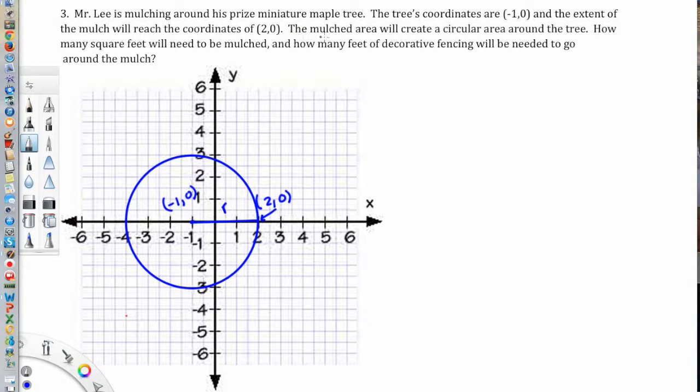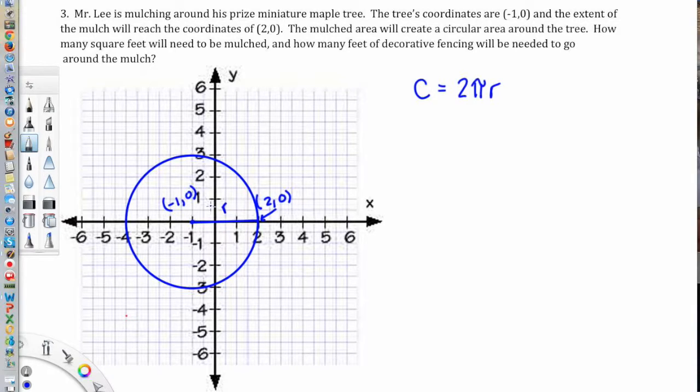Let's continue. It says the mulched area will create a circular area around the tree. How many square feet will need to be mulched, and how many feet of decorative fencing will be needed to go around the mulch? So we have, once again, a perimeter problem and an area problem. But since we're dealing with a circle, our perimeter has a fancy name. It's called circumference. Okay, that's the perimeter of a circle. And we have a formula too, that C is equal to 2 pi r.